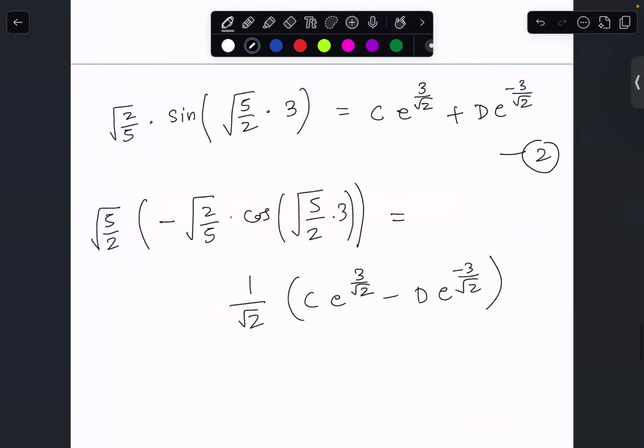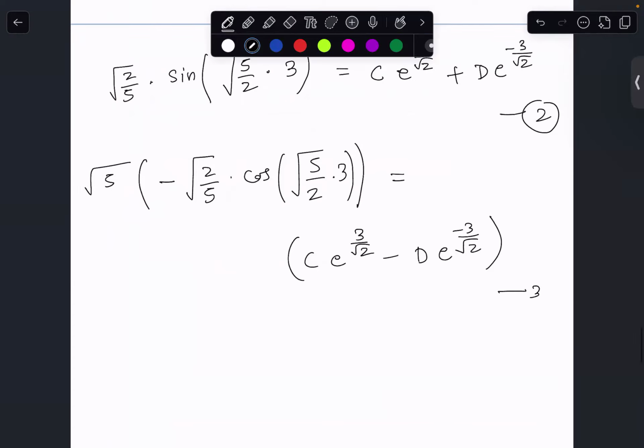So here I am just cancelling out the square root of 2 on both sides. So I get rid of the square root of 2 here and the square root of 2 here. So I just remain with square root of 5. Let me call this equation 3.